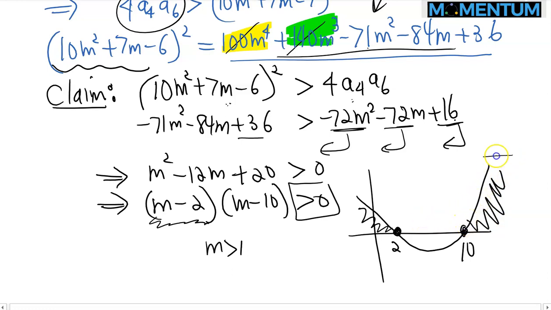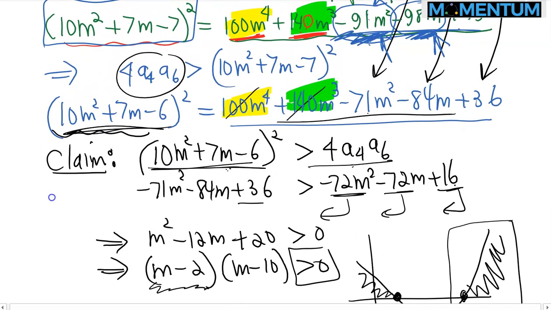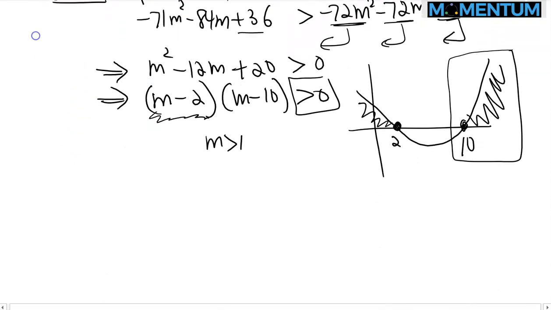So therefore the part which is binding is this side. So m is greater than 10. As long as m is greater than 10, this expression is strictly greater than that. But then, wait a second. Earlier we found that 4a4a6 is greater than this thing. Now we're saying that 4a4a6 is less than this new expression. So we can squeeze 4a4a6 between these two squares.